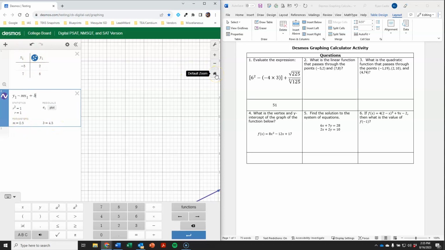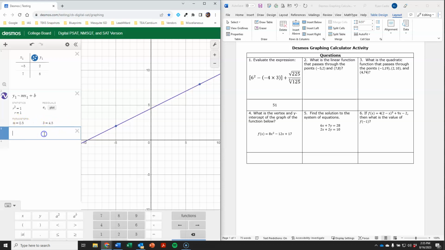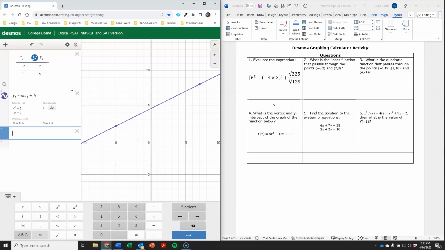And if you wanted to, you could go to the default zoom and see here is that linear expression. Those are the 2 points right there that I typed in. And so I can see that this linear function does in fact pass through those 2 points. Now, what if my answer is not in decimals? What if I would like to see m and b in fraction form? Then I can come down to line 3 and type m, and then this convert to fraction button appears here on the left.